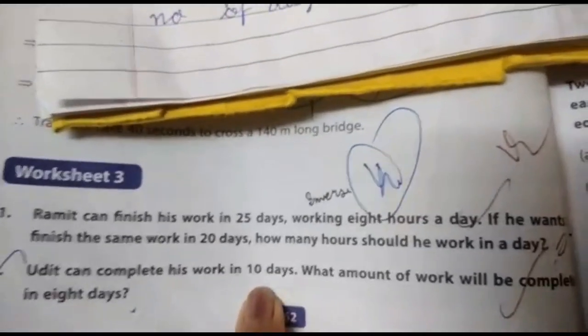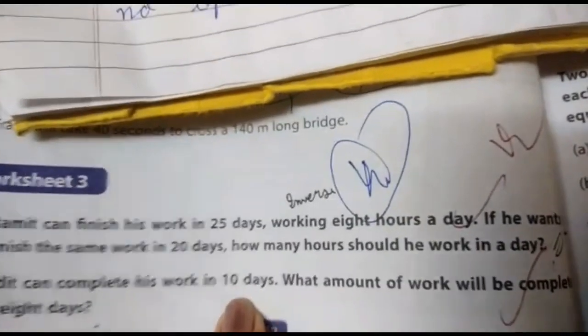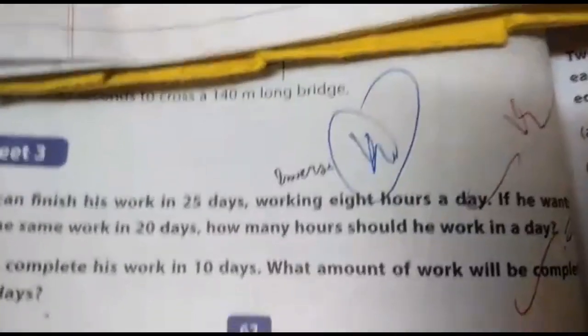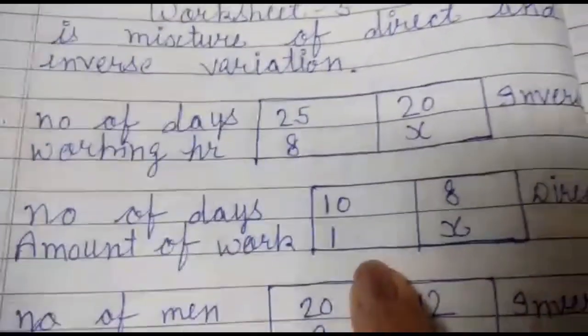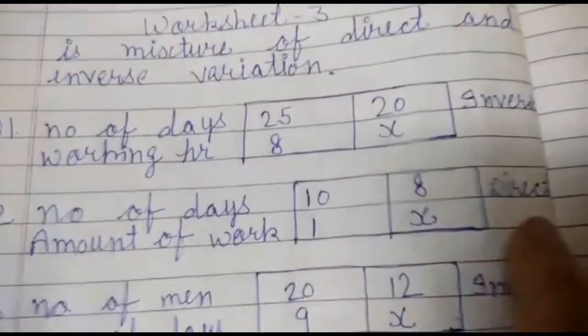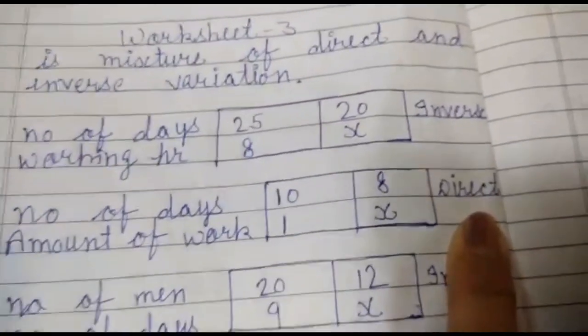Now we are having 8 days. Days are decreasing, but the amount of work will also decrease. Is it clear? We can make the table of the second question like this. Number of days 10, amount of work 1. Number of days 8, amount of work x. It is a case of direct variation.